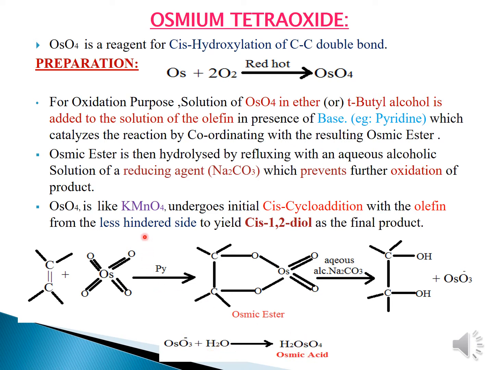Here, like KMnO4, for which we have dealt with the manganese reagent, similarly osmium tetroxide will also act as an oxidizing agent. Here also the cycloaddition takes place with the olefin on the less hindered side to yield the cis 1,2-diol as the product.